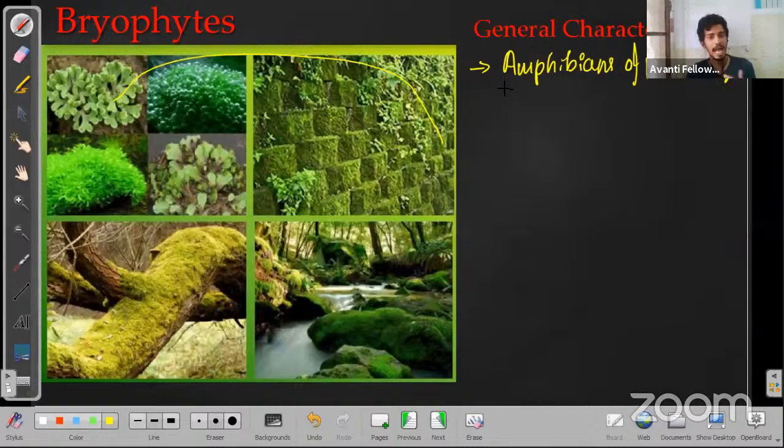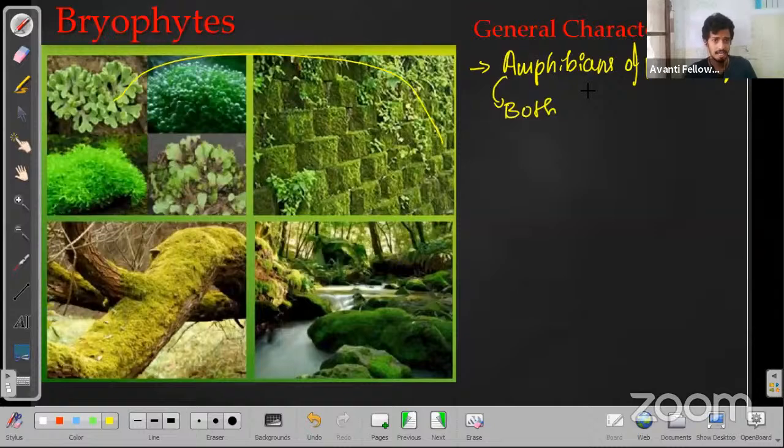What is the meaning of amphi then? Snake, crocodiles are not amphibians, guys. Snakes and crocodiles are reptiles. Tortoise is also not an amphibian. We will learn that in the animal kingdom. Just remember, amphi means both, dual, two. It refers to where they are living.